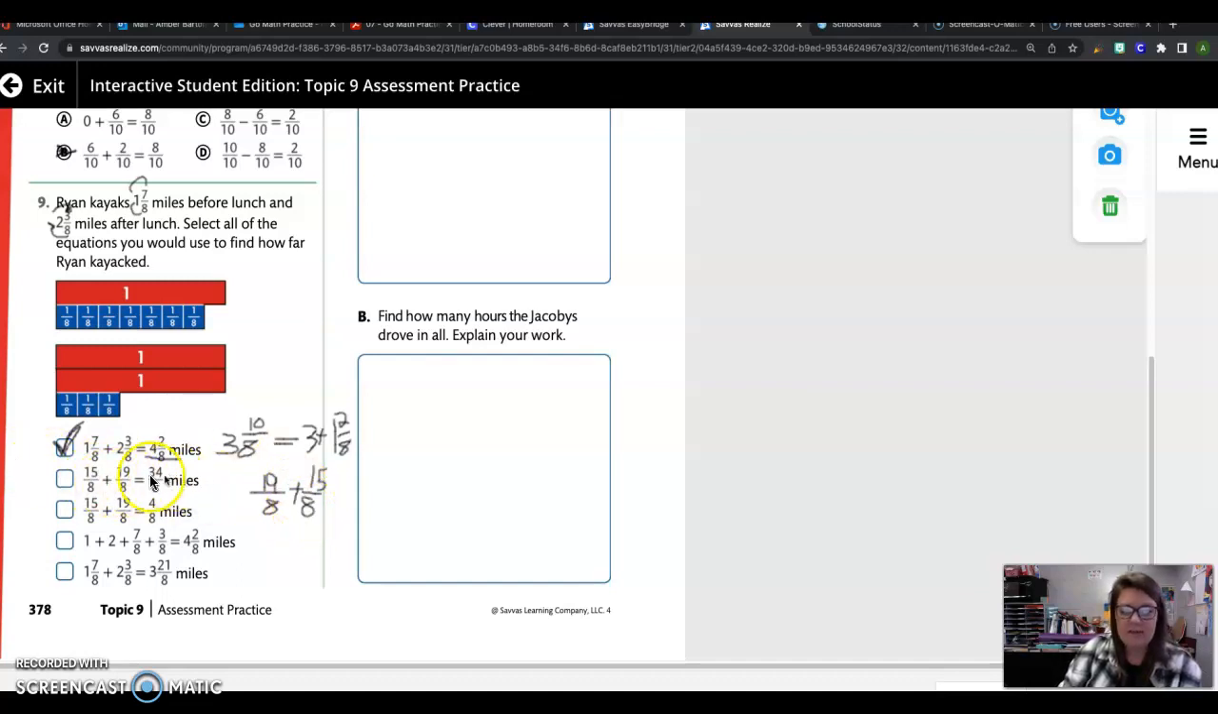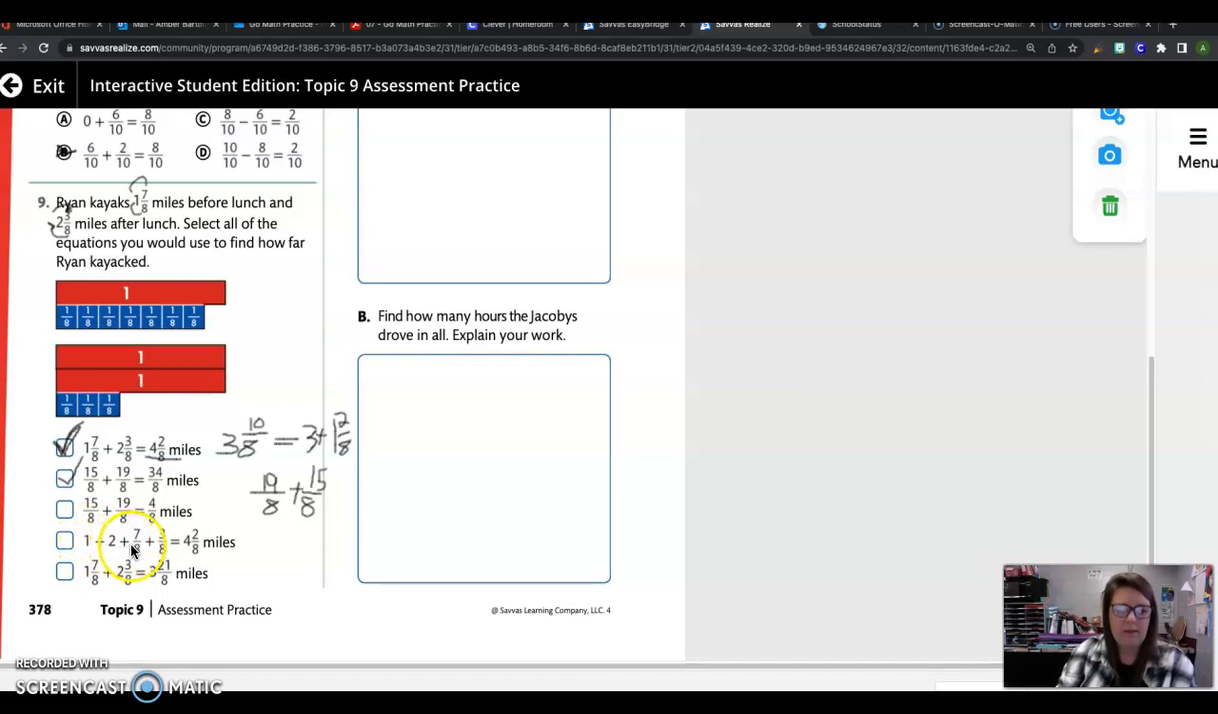I already see this one right here is going to be an option. We have 15 eighths plus 19 eighths equals 34 eighths. Look at this next one. 15 eighths plus 19 eighths equals 4 eighths. Is that right? No, that's not. Let's look here at this next one.